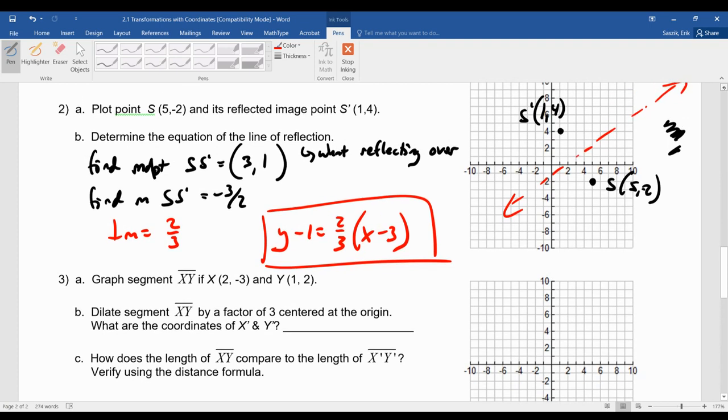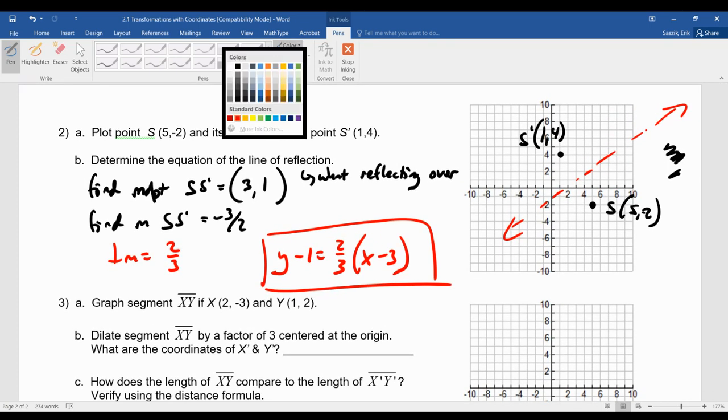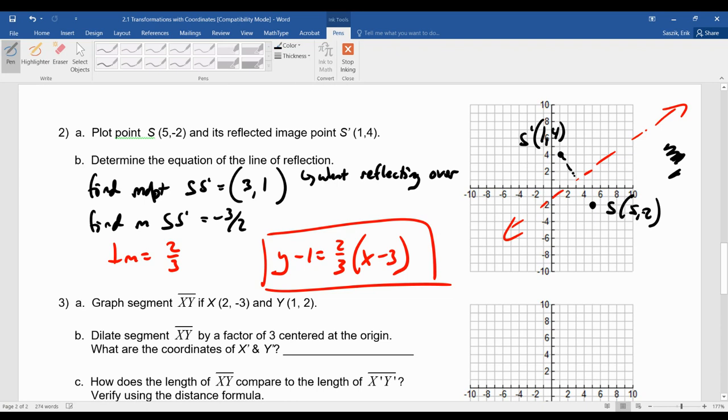Because we know that we find the midpoint of that, the line of reflection has to go through it in a perpendicular fashion.